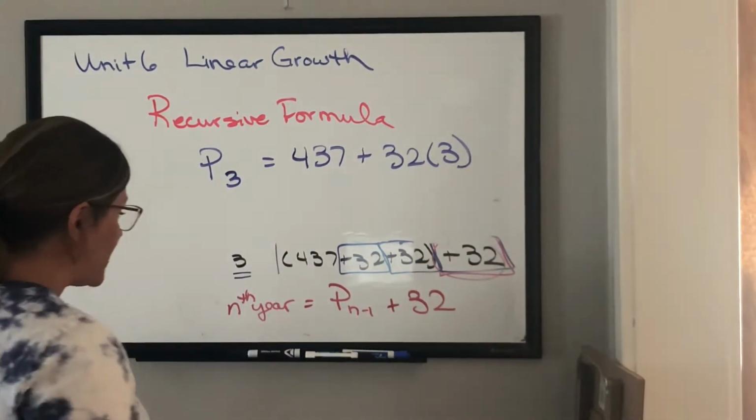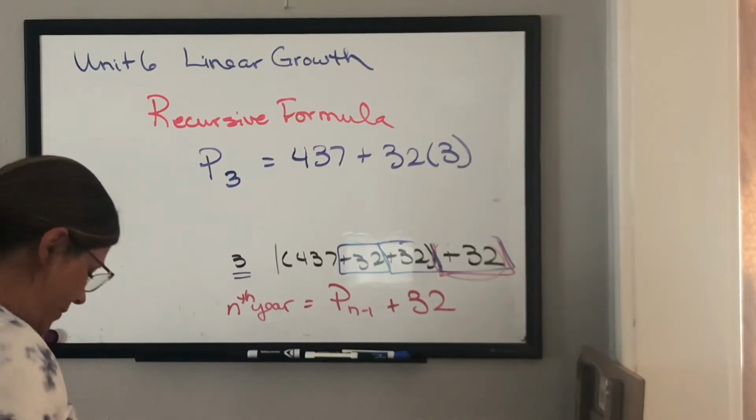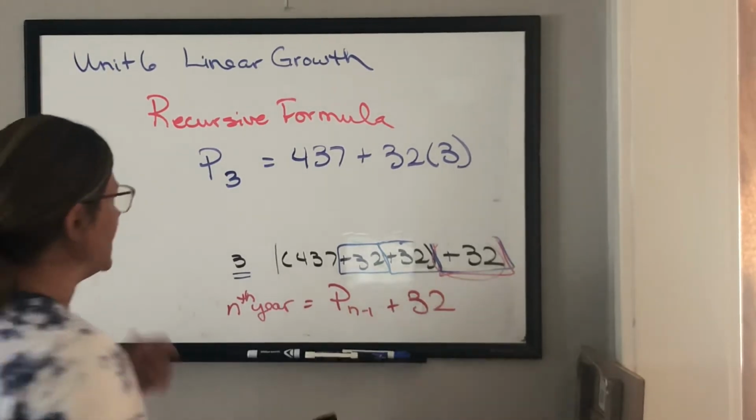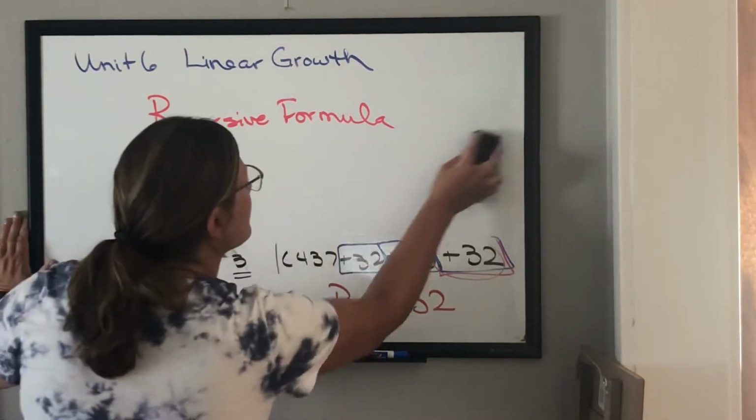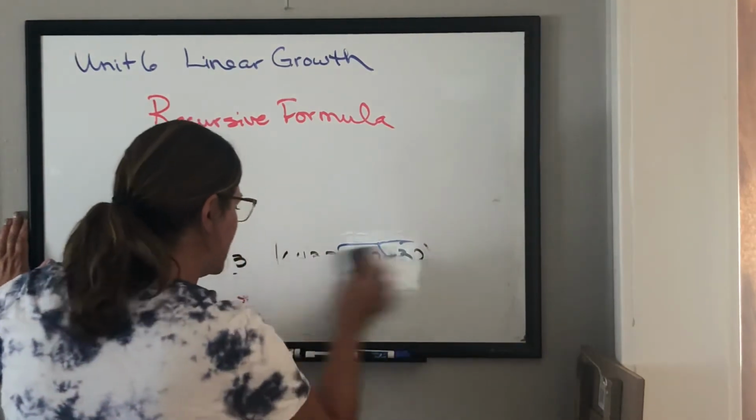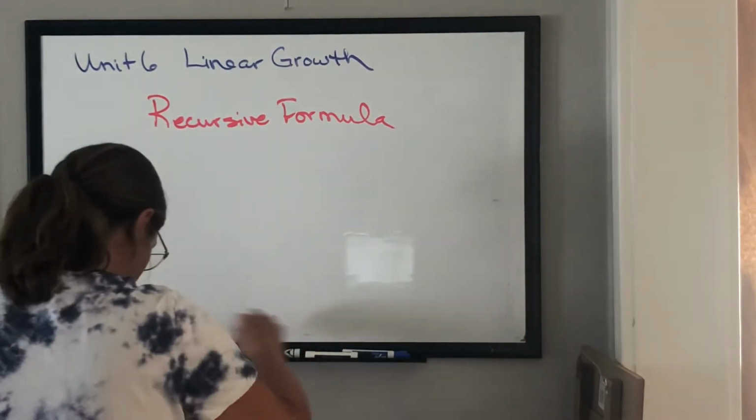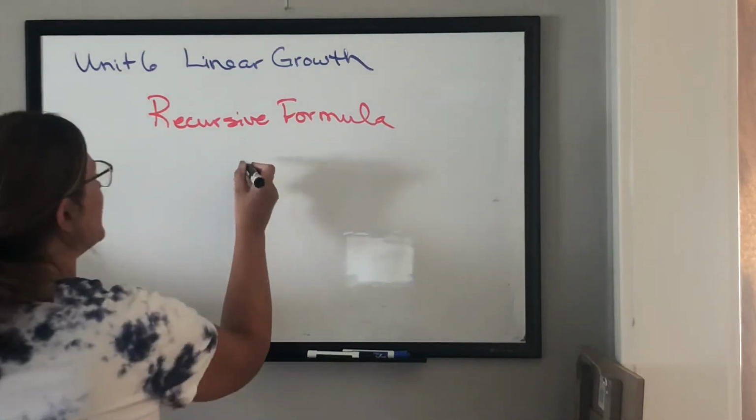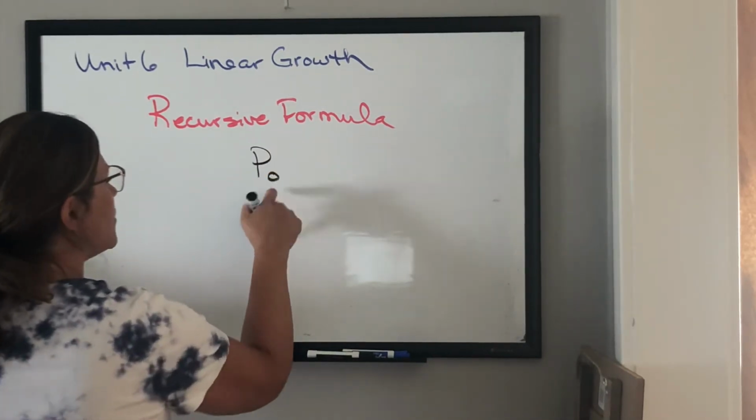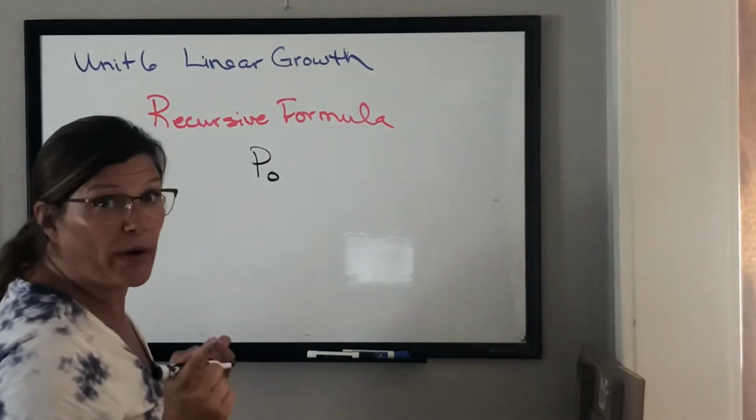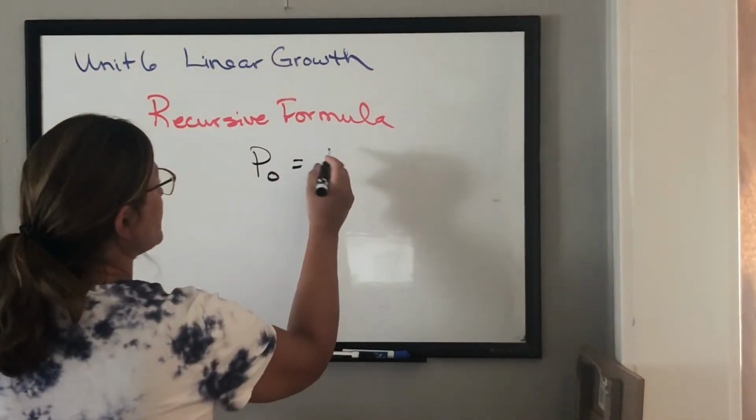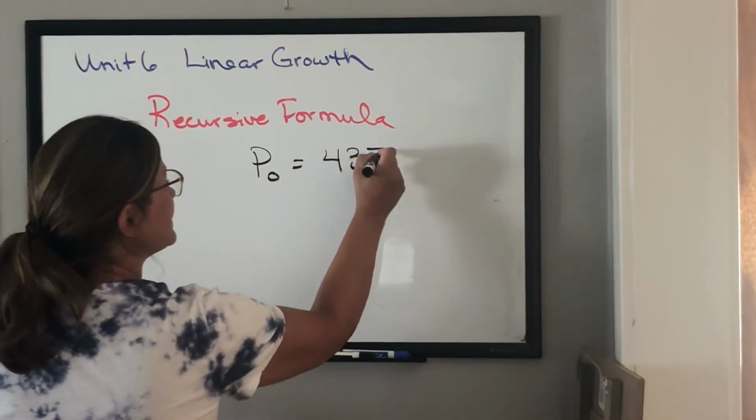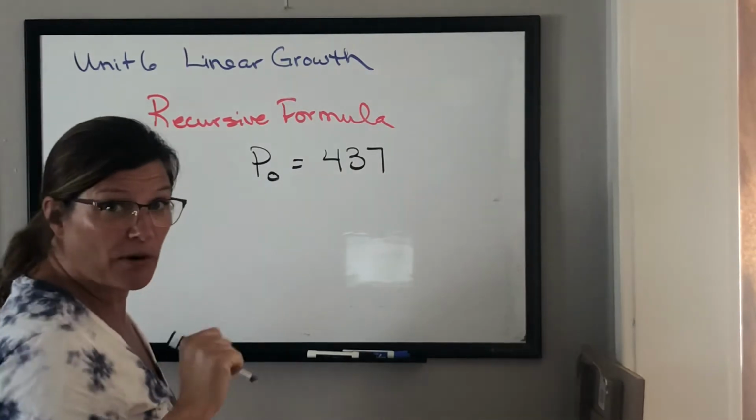So to write a recursive formula, you always have two parts. To write a recursive formula, you need two things. You want P of 0, at year 0 as your beginning point, is equal to, in this case, 437. So that's the first part of a recursive formula.